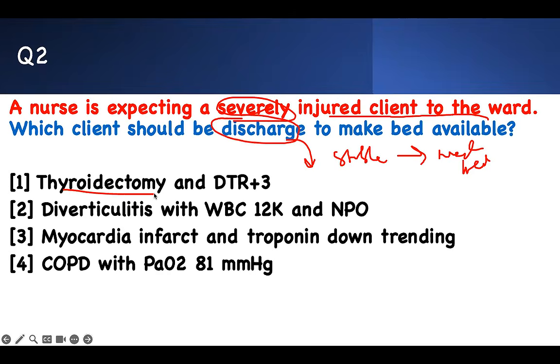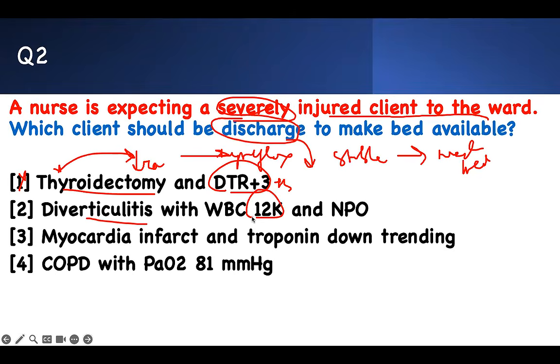Okay, you are thyroidectomy, your deep tendon reflex is class 3. That means you are hyperreflexia. What happened? Low calcium causes hyperreflexia. When you have thyroidectomy, you are at risk of hypocalcemia. Hypocalcemia can cause what? Hyperreflexia. Therefore, that's why the reflexes are increased. This patient cannot go home.